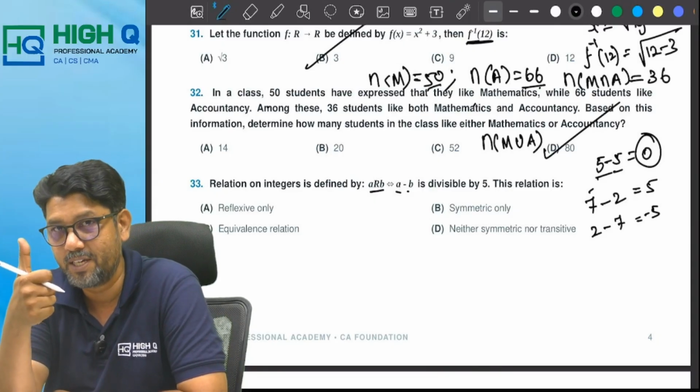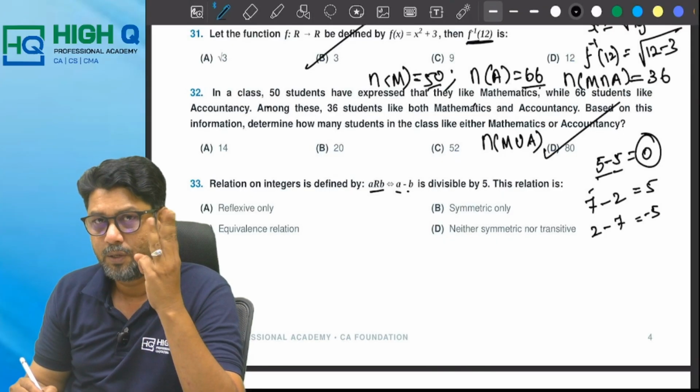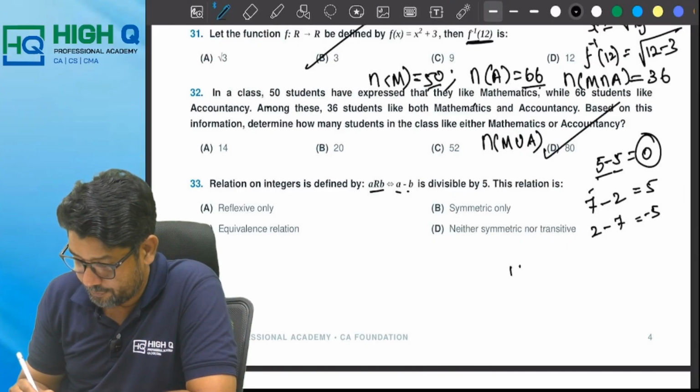This property is what? Symmetric. First reflexive over. Now it is symmetric. Now we'll go for transitive. Transitive will go with the three numbers, right?